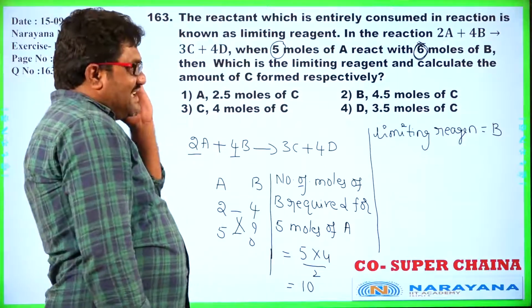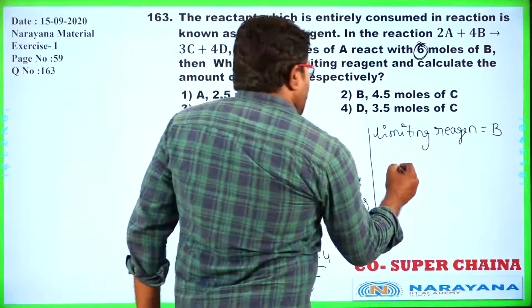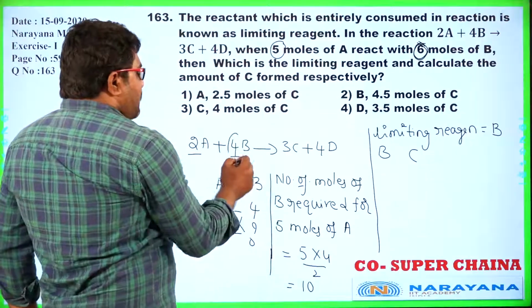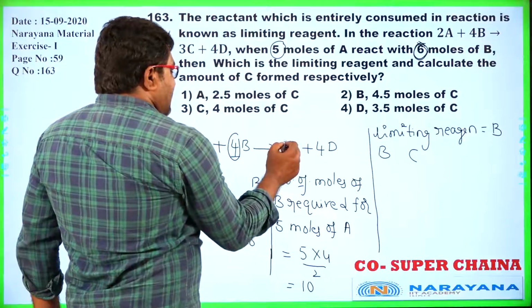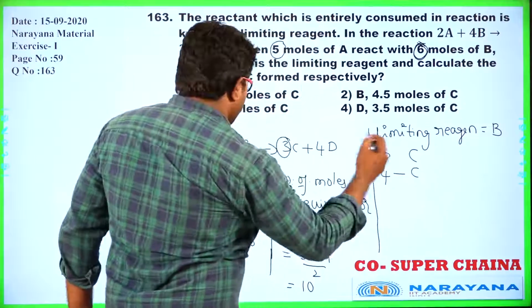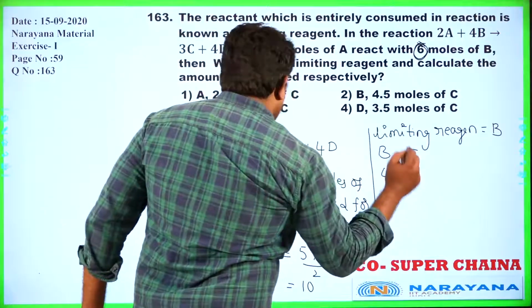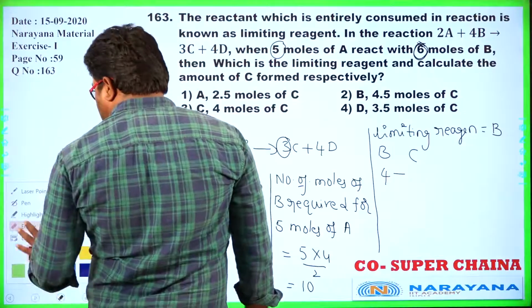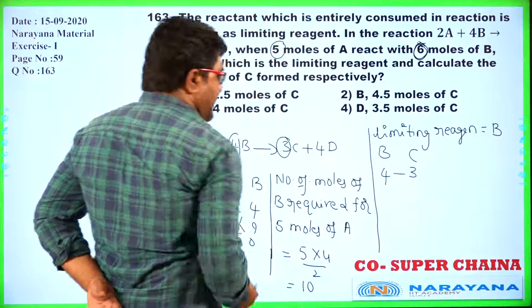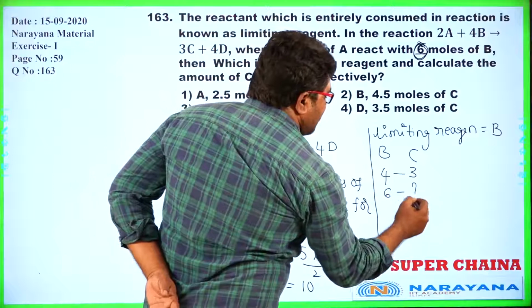So I would like to calculate the amount of C formed here based on the limiting reagent. I am going to compare B and C. According to the equation, 4 moles of B can produce 3 moles of C. From 4 moles of B, according to the equation, 3 moles. But how many moles of B are available for the reaction? 6. So for 6 moles, how many?